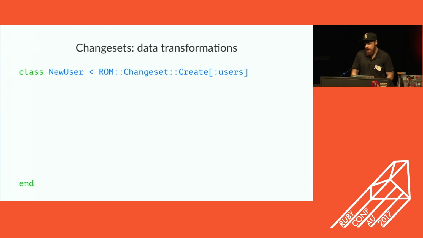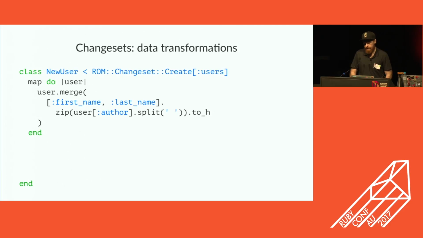So changesets allow you to define your own classes, your own changesets. And inside these classes, you can define transformations. We have a method called map, and you can pass in an argument, so let's call it user, which will be our input hash. And then we can do just whatever we want. So let's say we're going to just do what we need, so split the author value into first name and last name. But we can also apply additional transformations using a slightly different syntax.